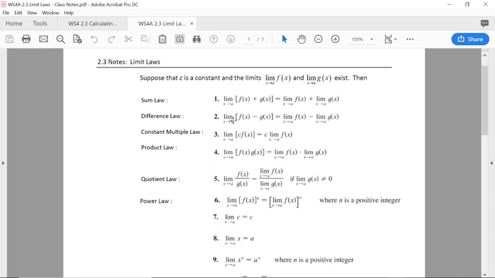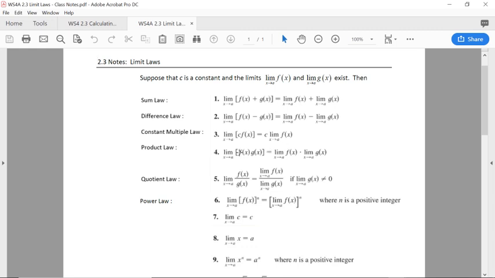Now, I'd also like to show you an example of where you can evaluate a limit of a combination of functions, if one or both of them doesn't happen to exist. But this is saying that in order for the laws to be used the way they're written here, to guarantee that they would work, we would need for each of the limits individually to exist.